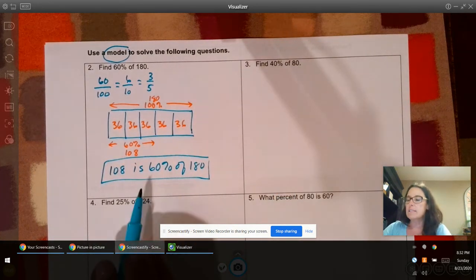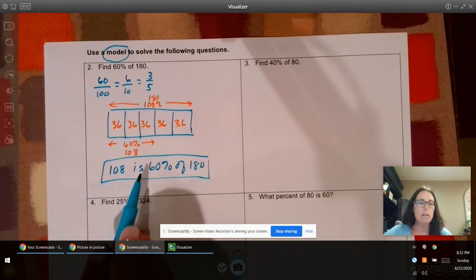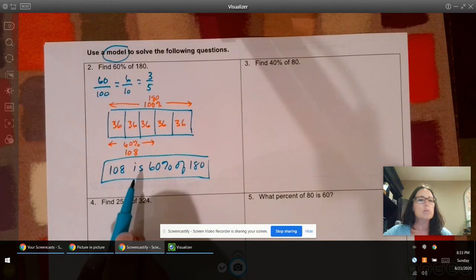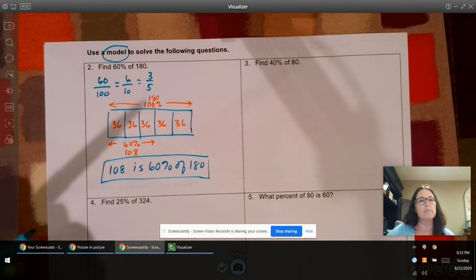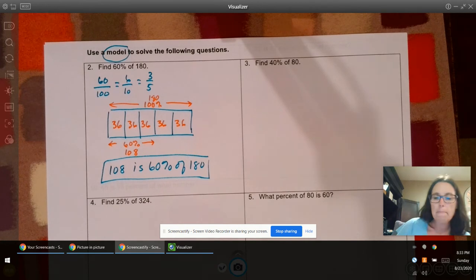This is the answer. This is the model showing the answer. Yes, you might have another way to do this, but that's not what we're focusing on right now. We're learning a new technique, and I expect you to know this technique. This will be a big part of your assessments.